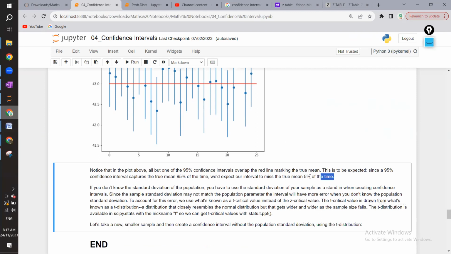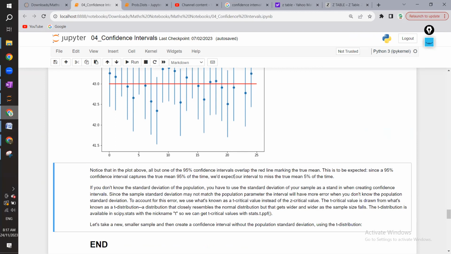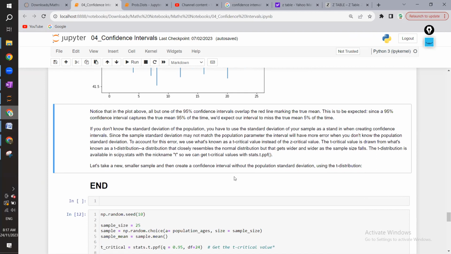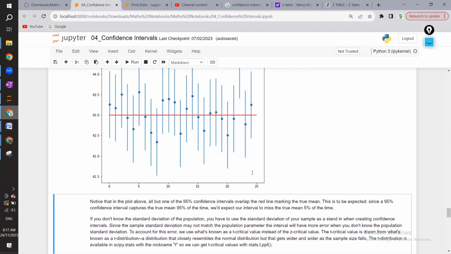So guys, any doubts, Meghana? No, sir, it's clear, right? Okay, so that's fine, guys.